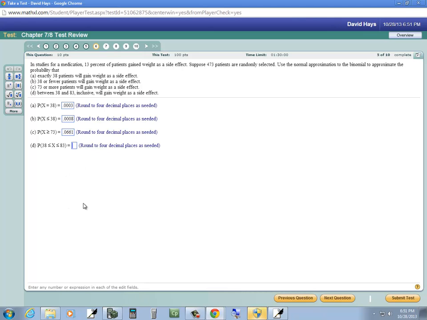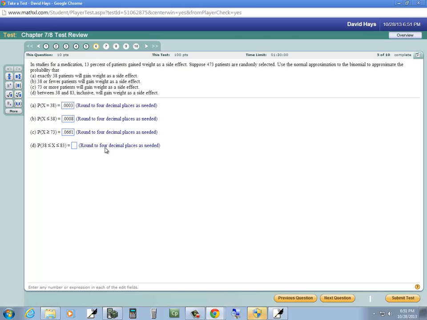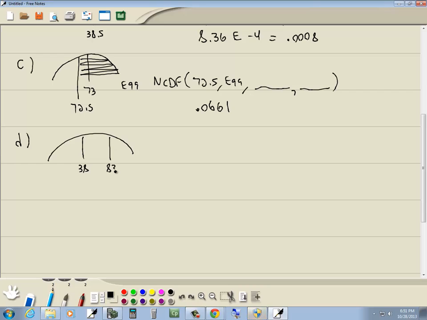Next one's going from 38 to 83, inclusive. So 38 to 83. Inclusive means includes them. So I'm going to subtract 0.5 here, and I'll add 0.5 here. And shade in between them. Again, if our wording includes 38 and 83, our shading has to. So then we'll do normal CDF, 37.5, comma, 83.5, comma, our mean, comma, our standard deviation.